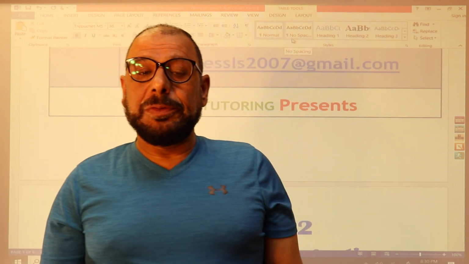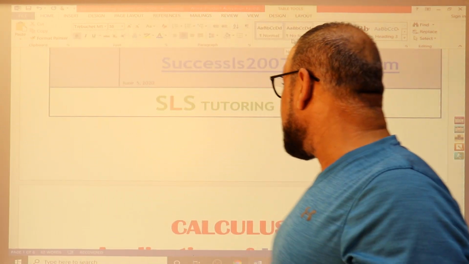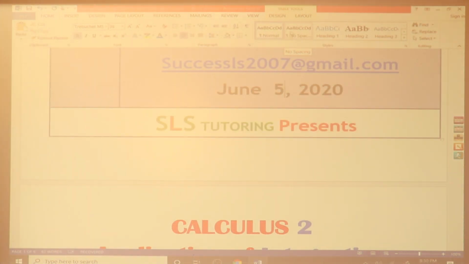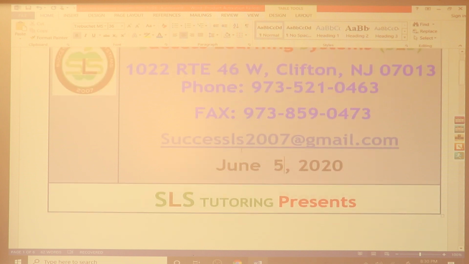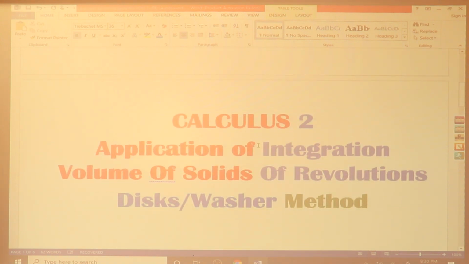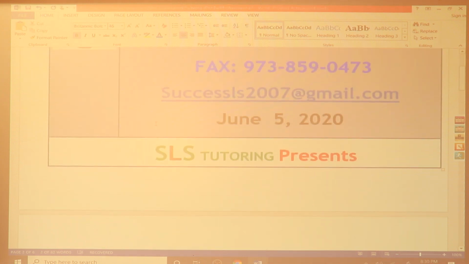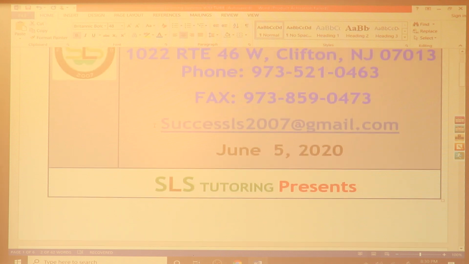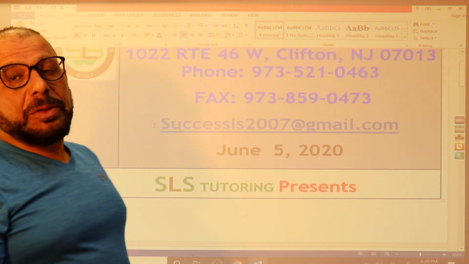We're back to you for calculus classes, calculus 2 classes. Our class today is about applications of integration, volume of solids of revolution. Today we'll focus on the disk and washer method. We will see how we can find the volume of any solid when we revolve it about the x-axis or y-axis.